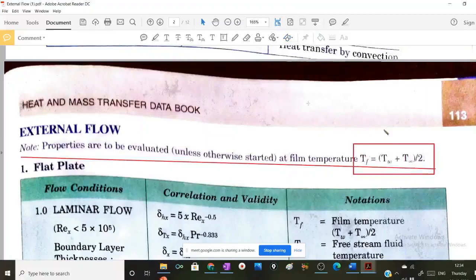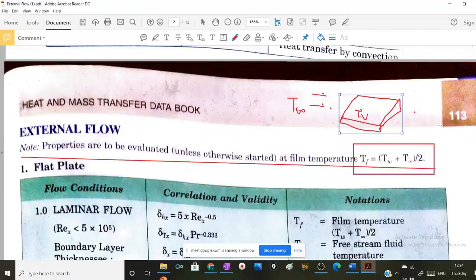What is Tw here? If this is the flat plate having its temperature Tw, and fluid of temperature T infinity is flowing over this, then the mean film temperature will be Tw plus T infinity by 2.